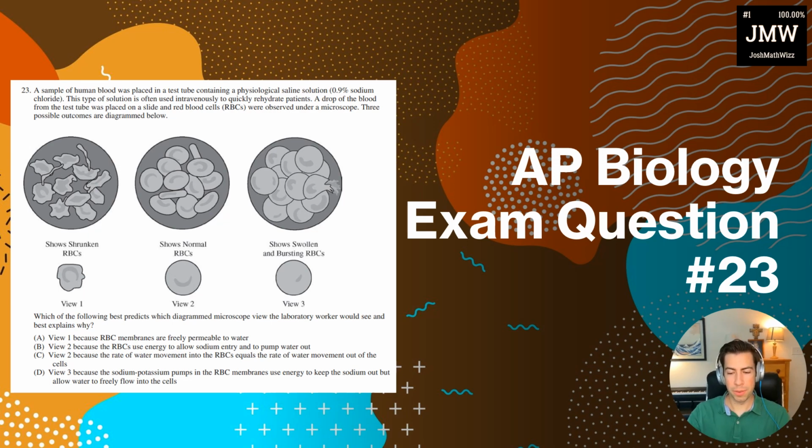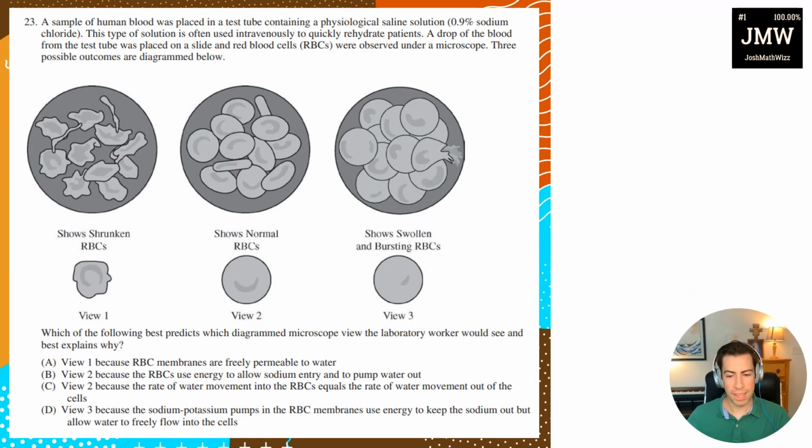All right, so question number 23. Okay, so we have here a sample of human blood was placed in a test tube containing a physiological saline solution as 0.9% sodium chloride. This type of solution is often used intravenously to quickly rehydrate patients. A drop of the blood from the test tube was placed on a slide and red blood cells were observed under a microscope. Three possible outcomes are diagrammed below.